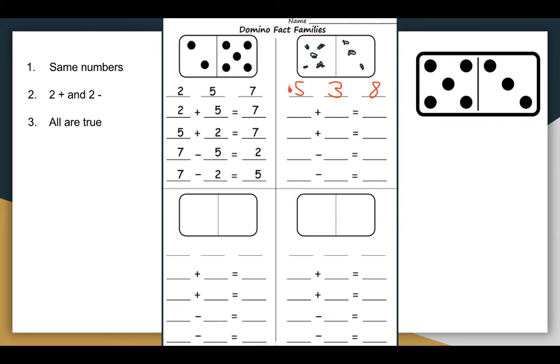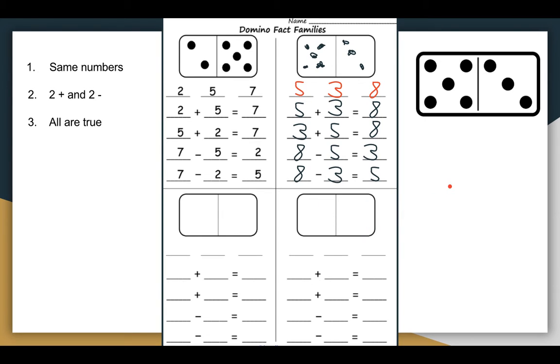So this part right here just tells me the numbers that are in my fact family. And then here is where I'm writing my equations. So using those numbers, I would write my 4 equations that make sense. 5 plus 3 equals 8. I can do the turnaround fact. 3 plus 5 equals 8. Then starting with my whole and subtracting one of my parts, 8 minus 5 equals 3. And starting with my whole and subtracting the other part, 8 minus 3 equals 5. You would pull 2 other dominoes and record your thinking here and here for this sheet.